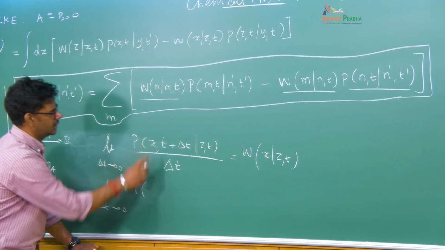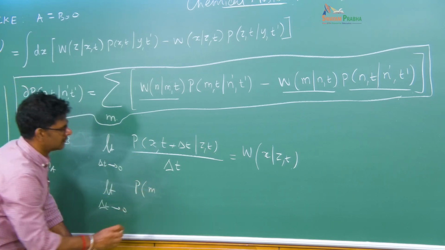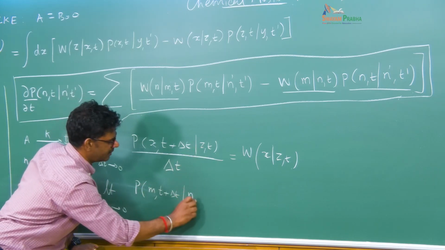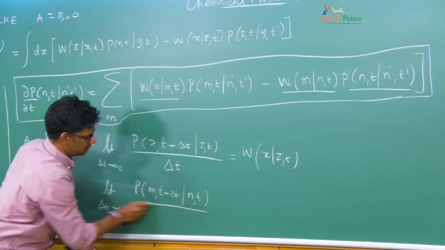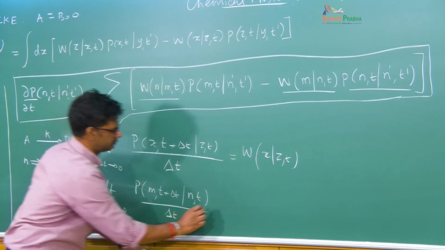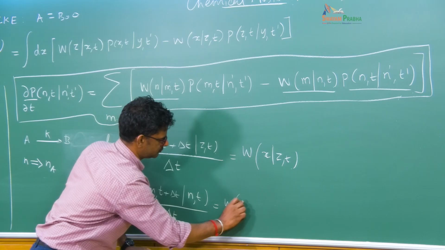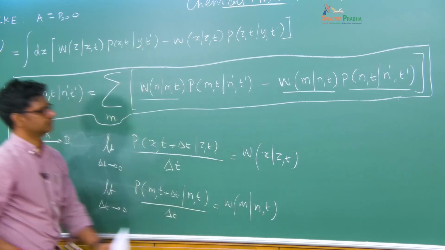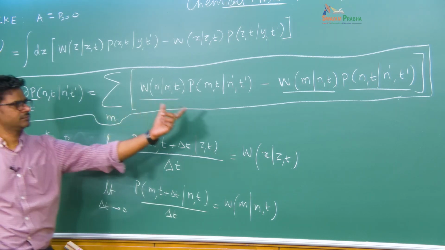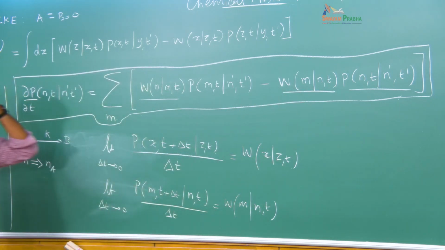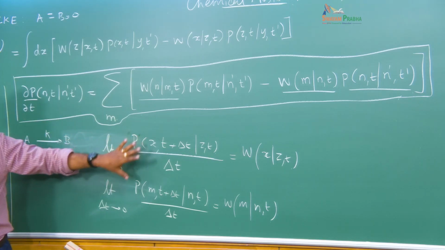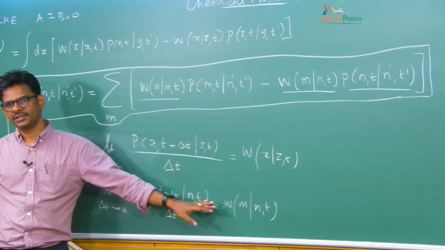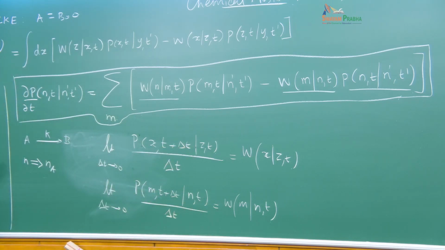So X is M, Z is N, so this is what we are using here. This is our original definition. I am just changing the variables X to M, Z to N. Then I have got a discrete definition of the jump probability, or the transition probability.